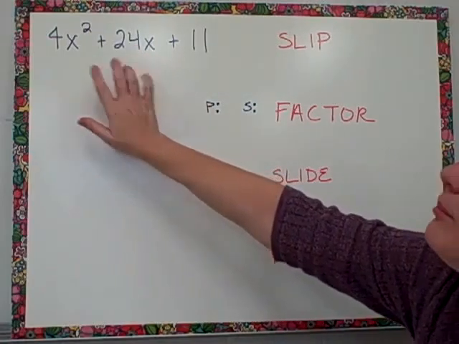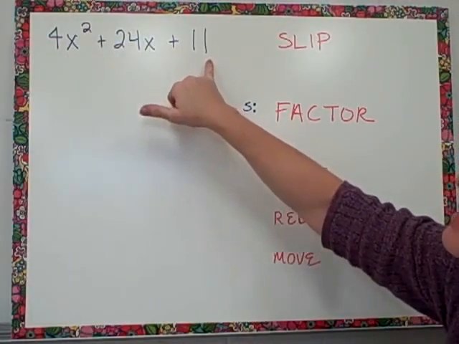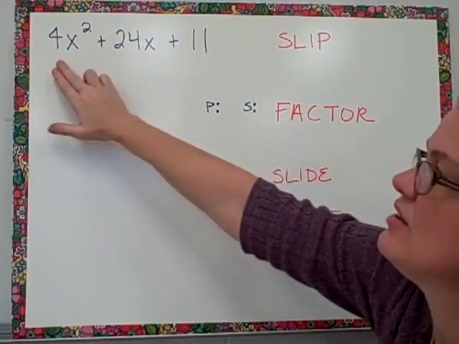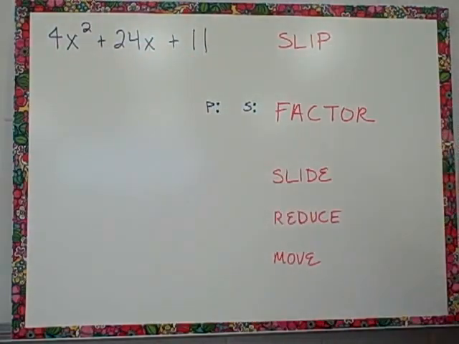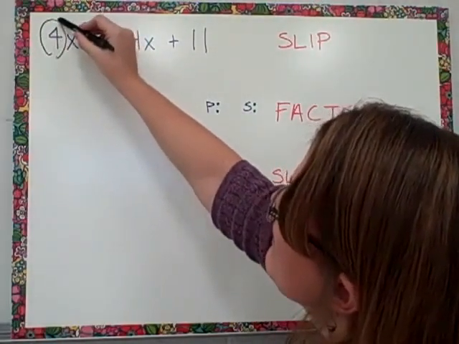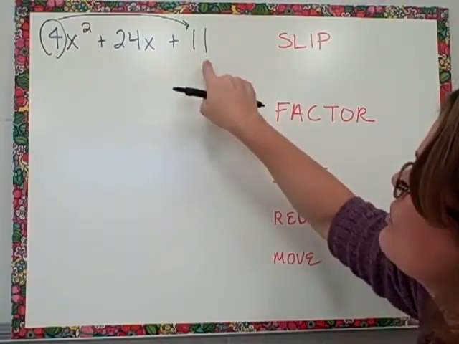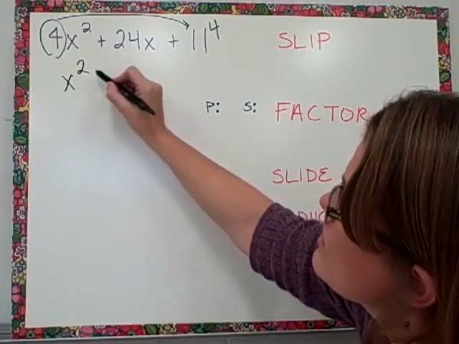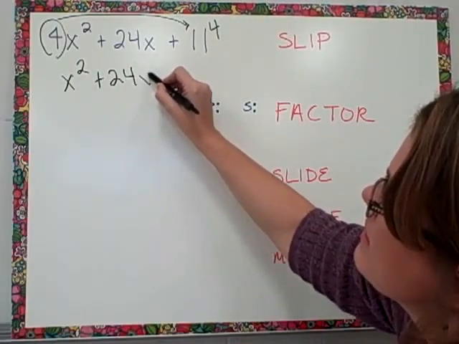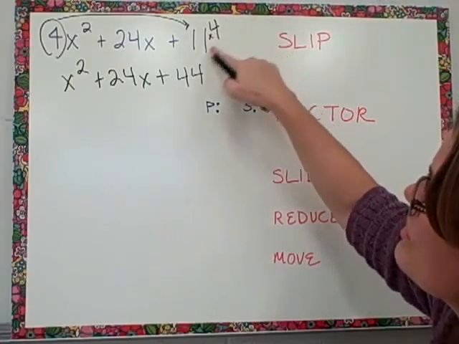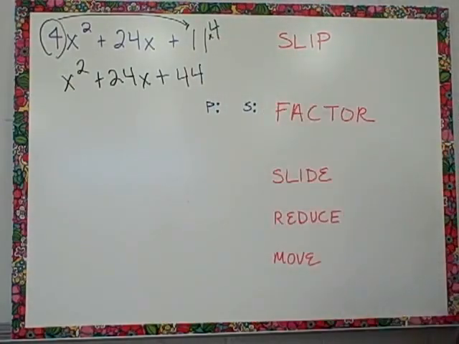Let's look at this first example. 4x squared plus 24x plus 11 fits my criteria of a number in front of x squared and no greatest common factor. So step number 1 says to slip. What that means is I take this number and I slip it over here and I multiply. I'm writing the number there, and I'm writing x squared plus 24x plus 44. That's the result of 4 times 11. So I've slipped.